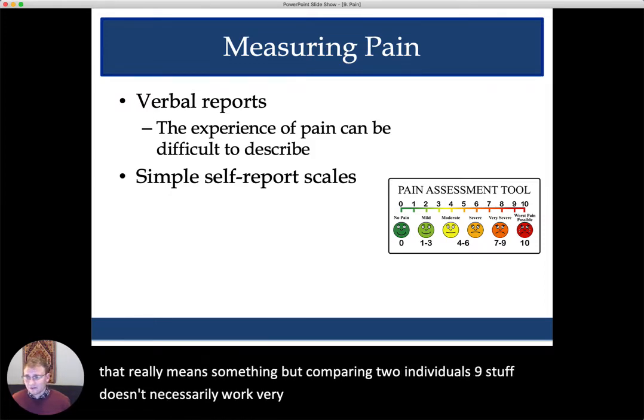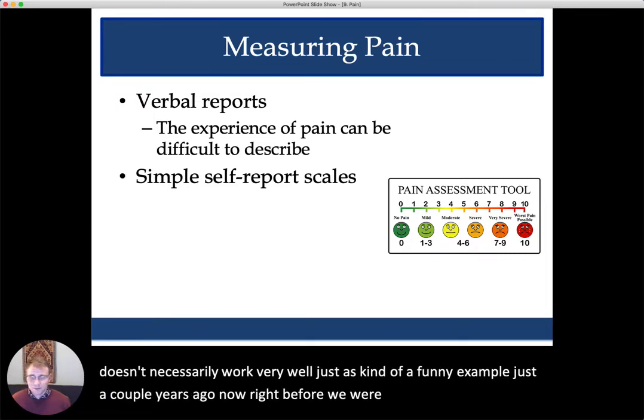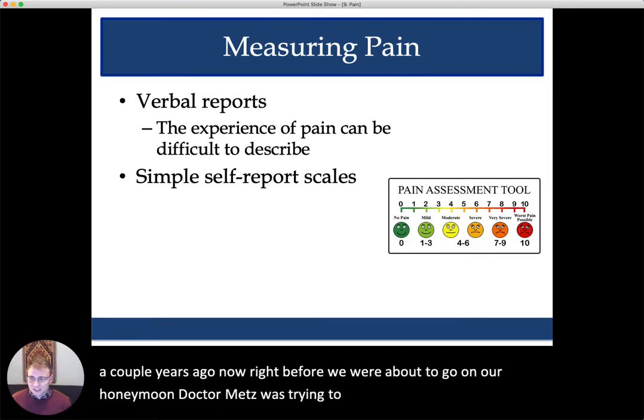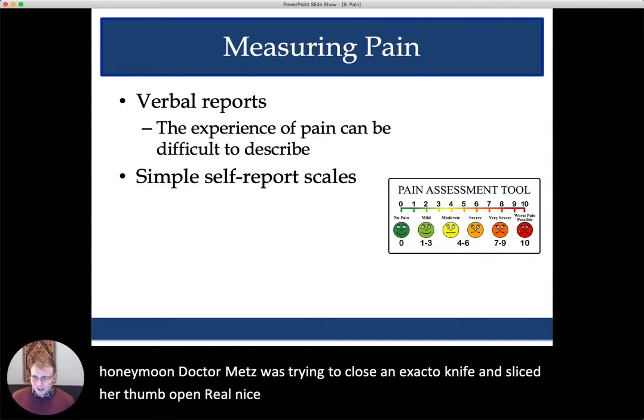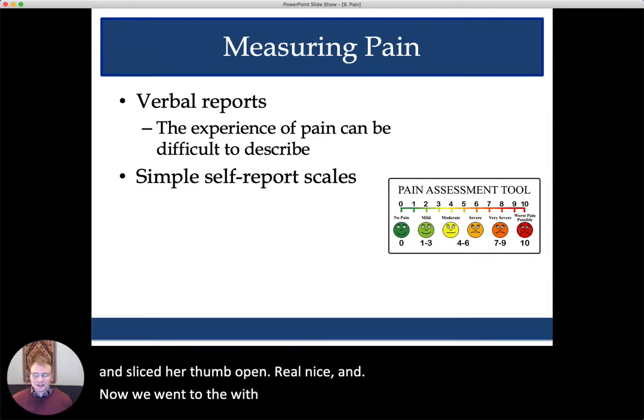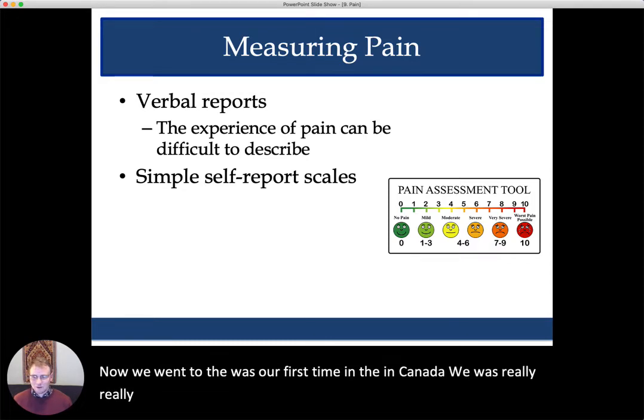Just as kind of a funny example, just a couple years ago now, right before we were about to go on our honeymoon, Dr. Metz was trying to close an X-Acto knife and sliced her thumb open real nice. And we went to the ER. It was our first time in the ER in Canada. I was really, really impressed overall with just everything and how quick everything went.